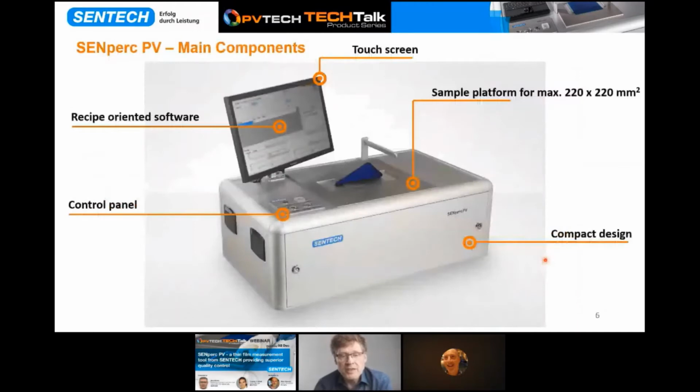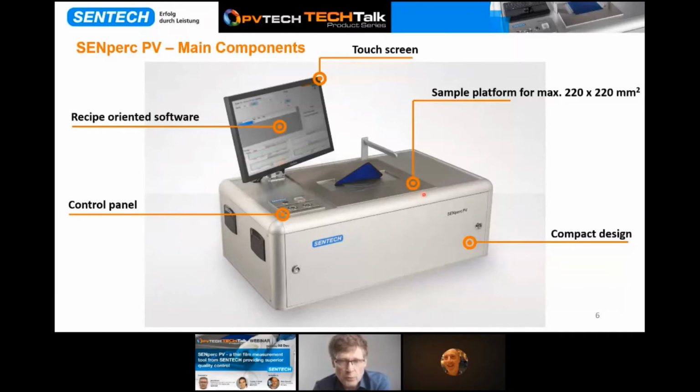Let's have a look at the instrument itself. What we can see here is this big box. We call this a compact design because all the components we need are integrated in this box. The optics, the computer, and the controllers are all integrated in this one single box, so no other components are around this setup.